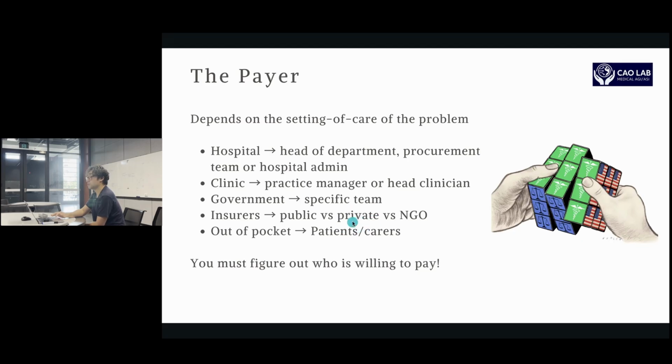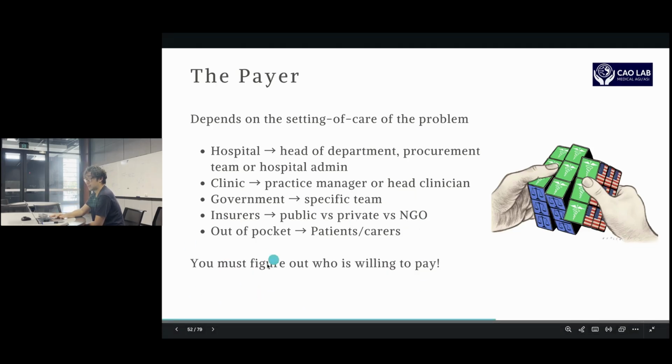For private insurers, it's about revenue, okay? So it's about whether they can save money or make more money. And then for NGOs, usually it's a mission. There are lots of NGOs, and all of them have completely separate missions. It's all about whether you are meeting their mission or not. Okay. All right, and then finally, out of pocket.